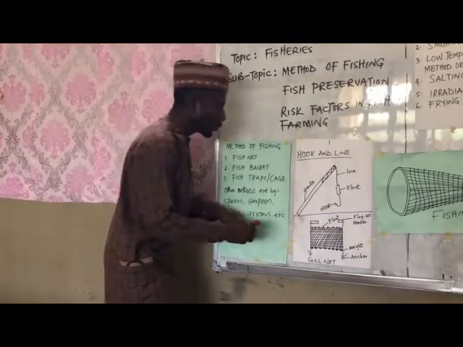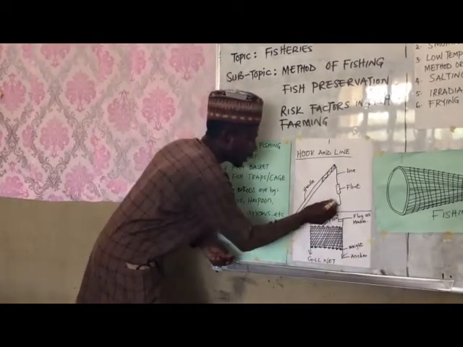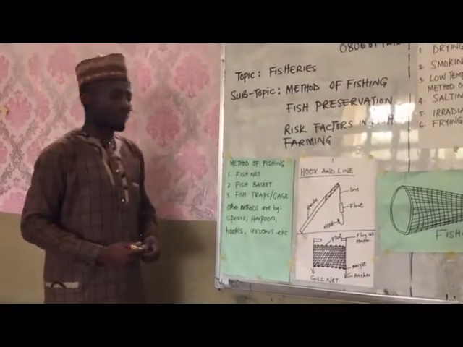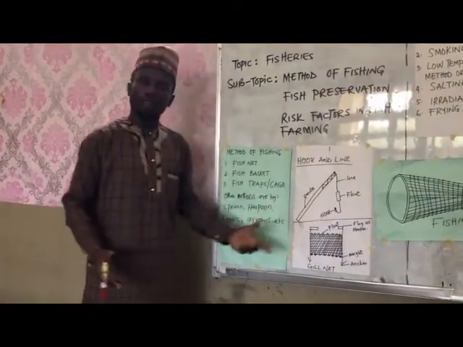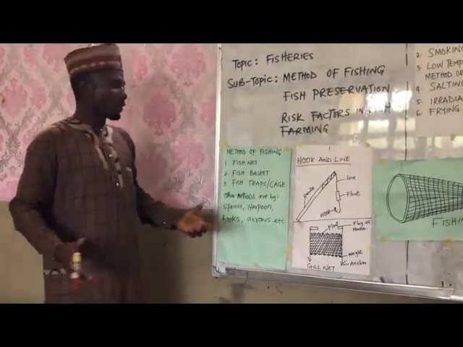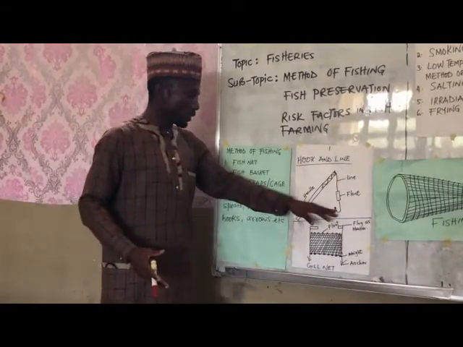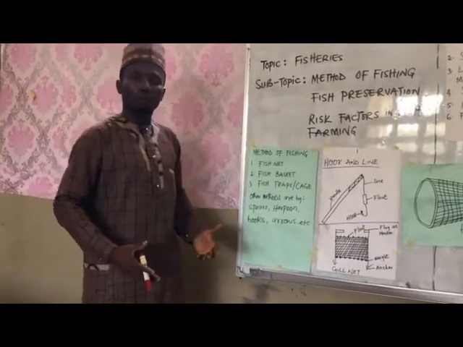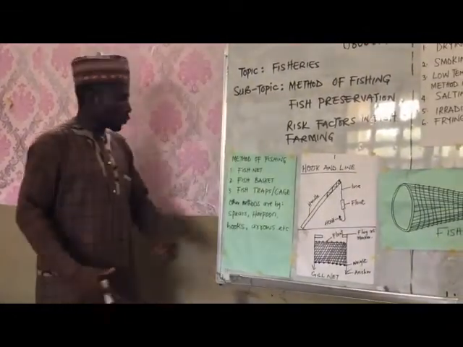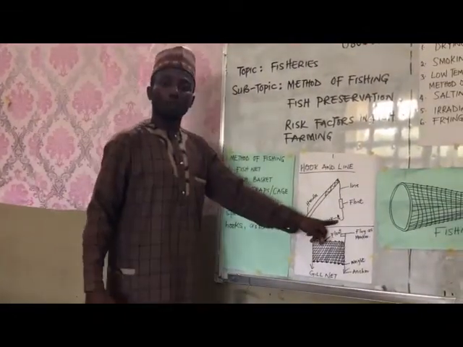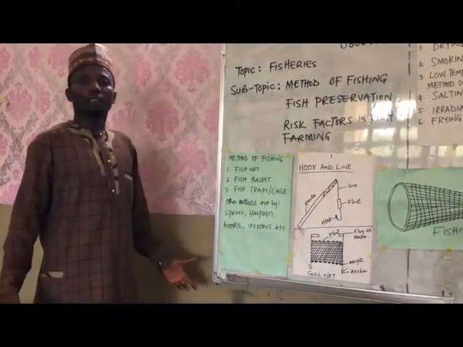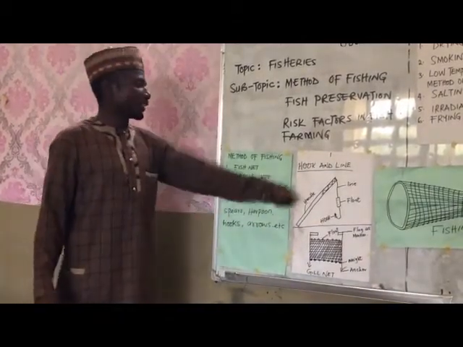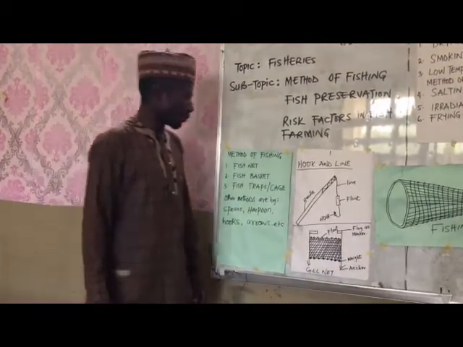But you have to attach bait to the hook here. You attach bait. You can use earthworm. You put earthworm here to serve as bait. So once fish come in contact with this, in the process of trying to swallow the bait, they will swallow the bait together with the hook. And for them to get out of the hook, it will not be easy. And that is how you harvest the fish.